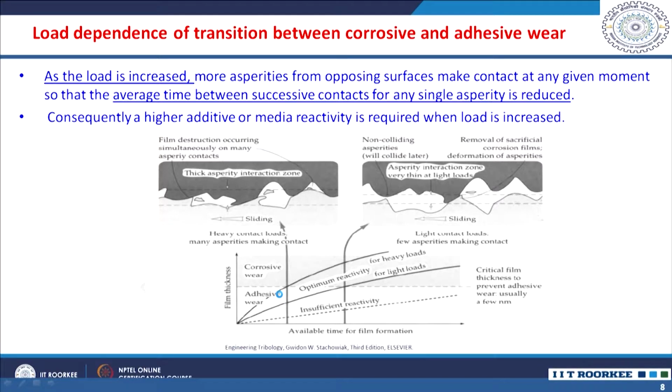As the load is increased, you will have a transition between corrosive and adhesive wear. Let us see light loading conditions and high loading conditions. You will have light contact loads and heavy contact loads, right. As the load is increased, you see the film thickness and the available time for film formation. So, you will have adhesive wear and then corrosive wear, right. As the load is increased, you will have more asperities from the opposing surface that come in contact at a given moment.